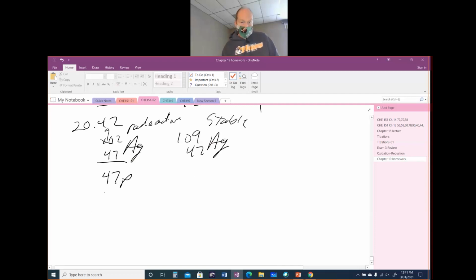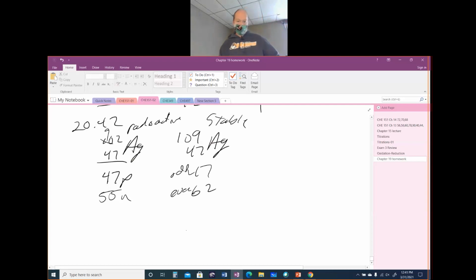So that was 55 neutrons. This is 47 and 62, so this is odd and this is even. There is a much, much higher chance of that being stable than two odd numbers.